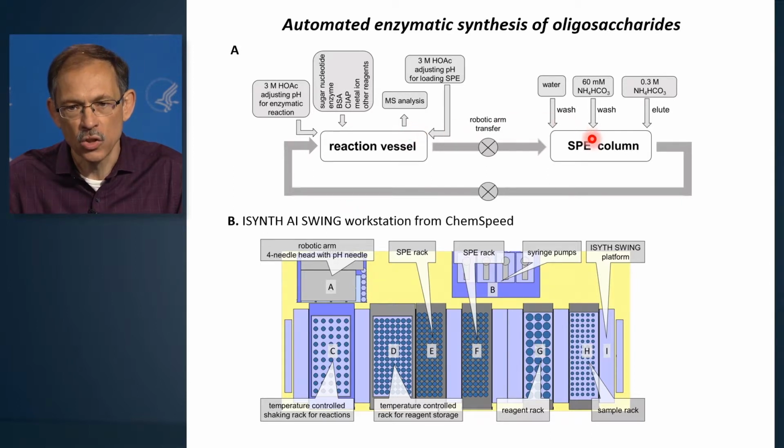And then it is automatically transferred to a solid phase extraction column, the diaminoethyl amine, which is washed with water, low concentration ammonium carbonate to remove all contaminants, and then high concentration of ammonium carbonate to release it. Then it is automatically transferred to the reaction rack for the next reaction.